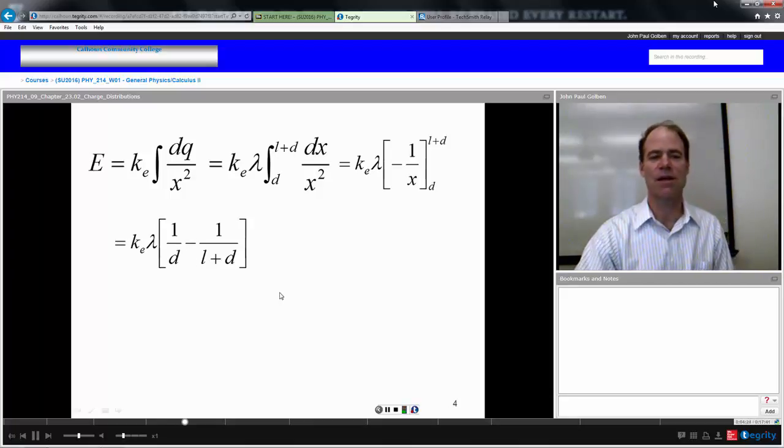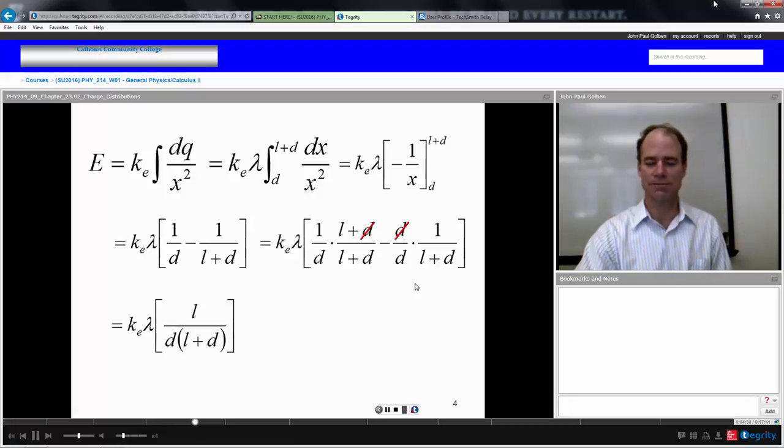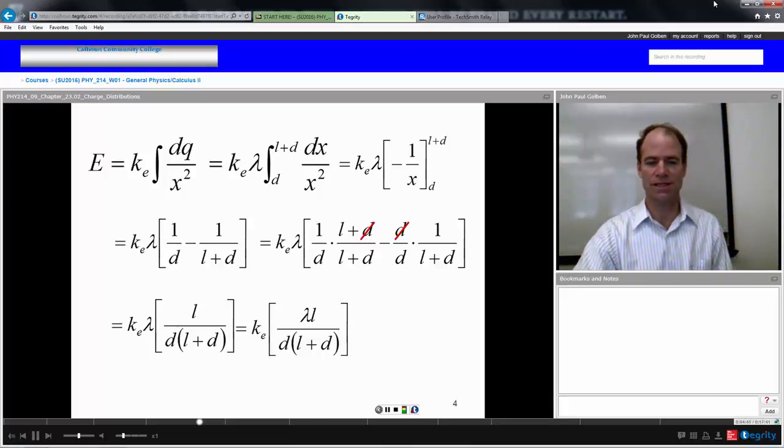Let's find a common denominator for these two fractions. So we'll multiply the first one by L plus d over L plus d, and the second one by d over d. And we get in the numerator L plus d minus d. So the d's cancel out. And we have k lambda times L over d times L plus d, which we could write as k lambda L over d times L plus d.